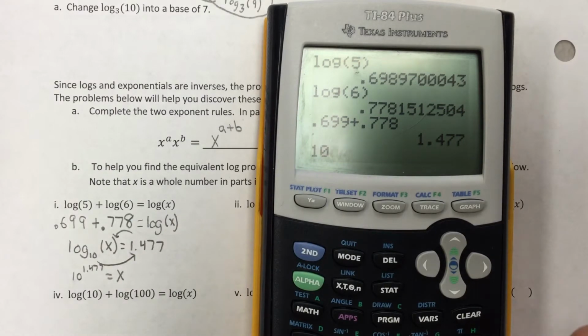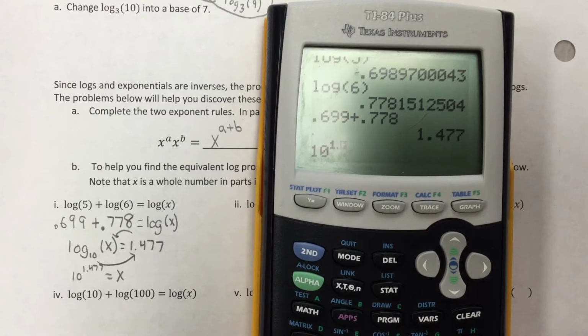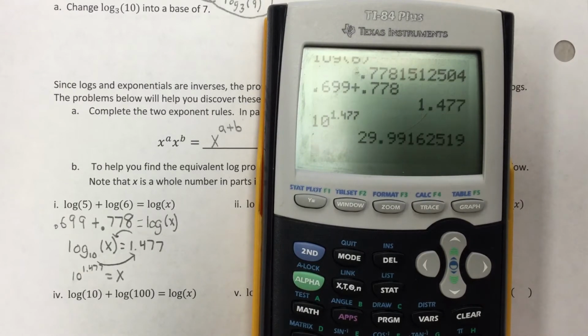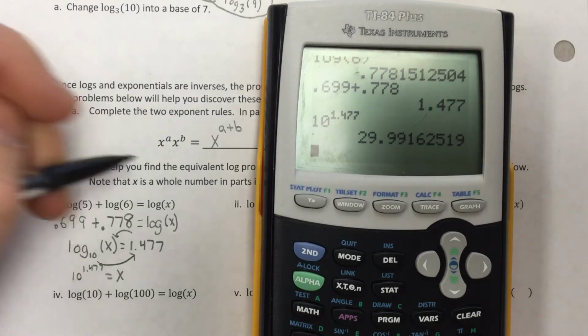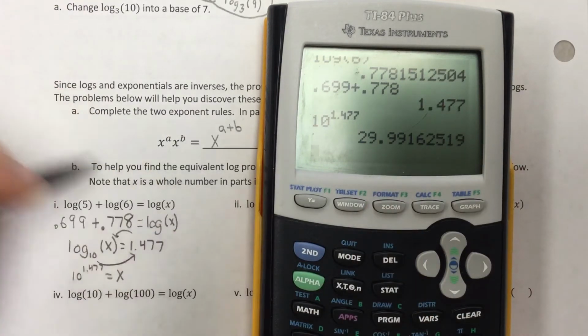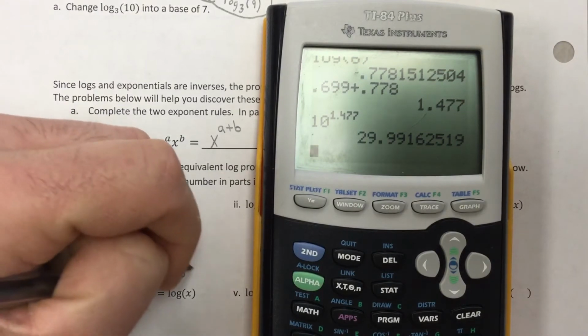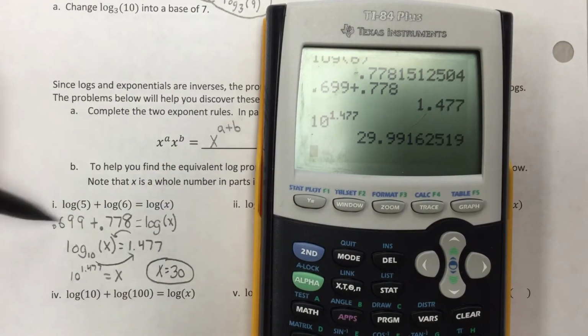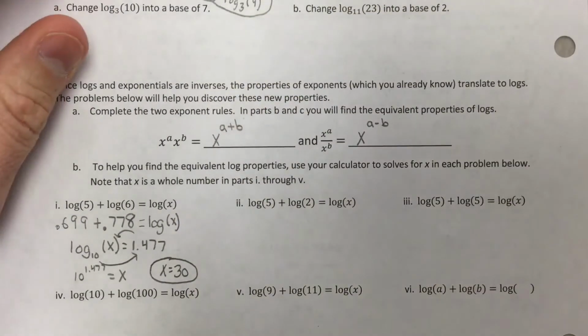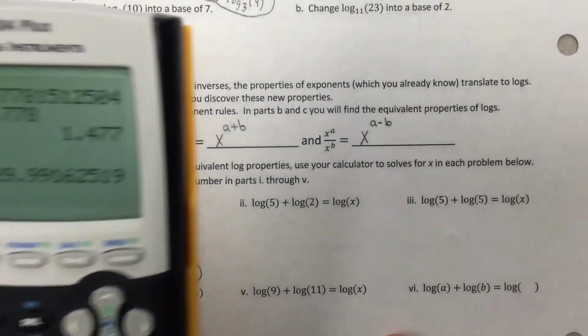So 10 to the 1.477 power, and I get 29.99. And again, just because of rounding issues, it does tell us that all of our answers are going to be whole numbers. So we get x equals 30. If I would have taken this out to longer decimals, I would get exactly 30. I'll do one more.